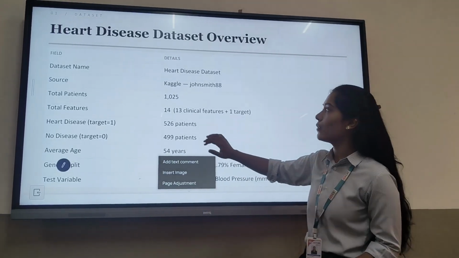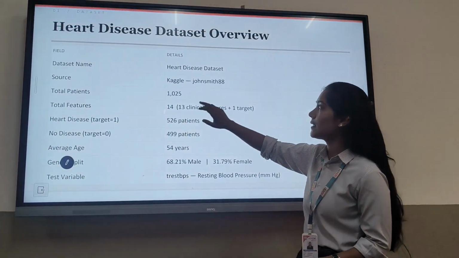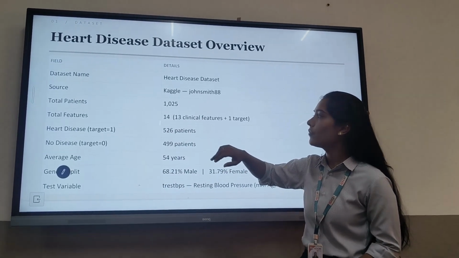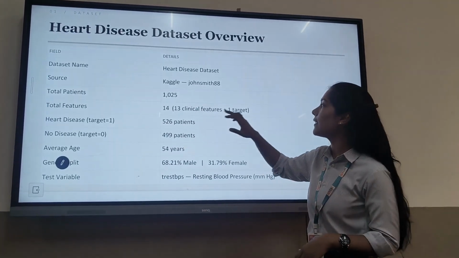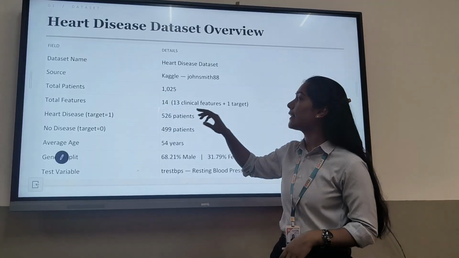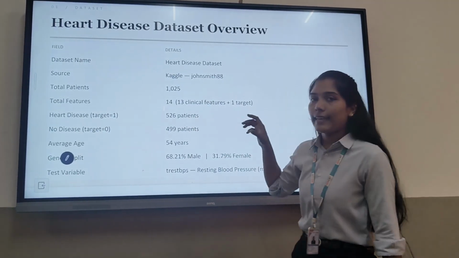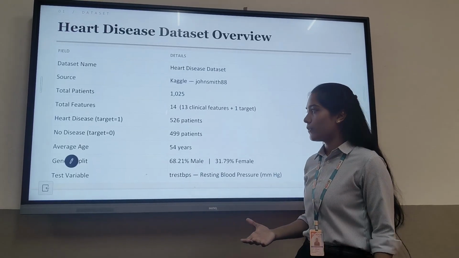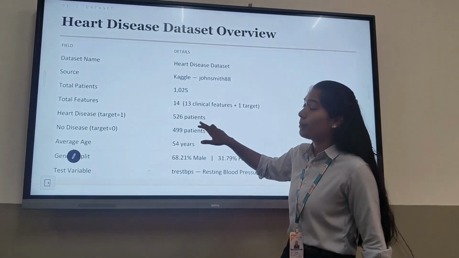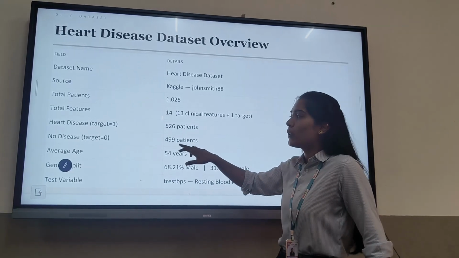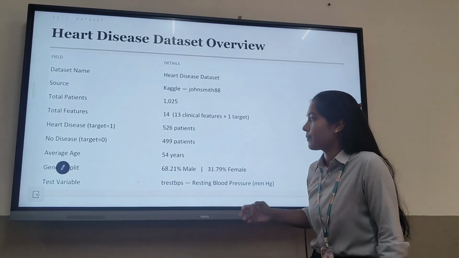The data set which we have used is the heart disease data set from Canada, and it has a total of 125 patients. It has 14 clinical features that are mentioned, and in that data set, patients who have heart disease are 526 and 499 patients are without heart disease.